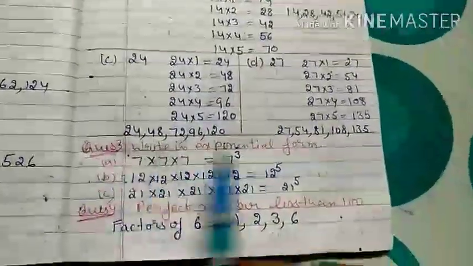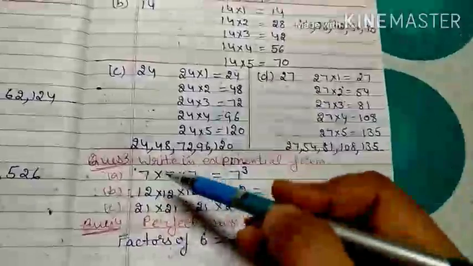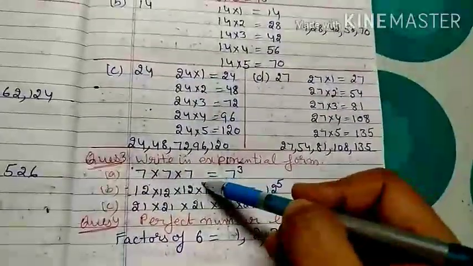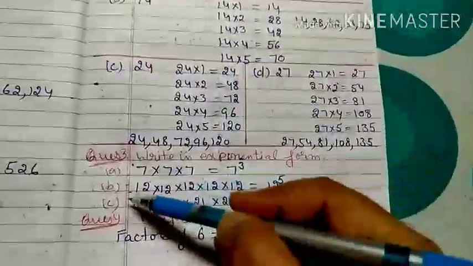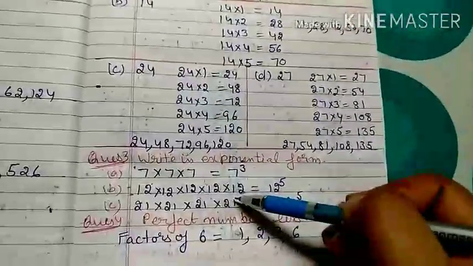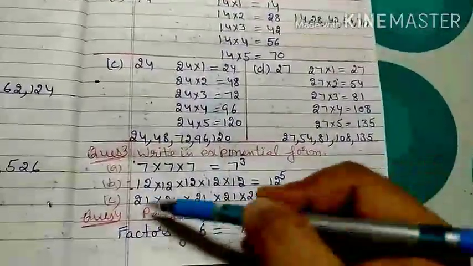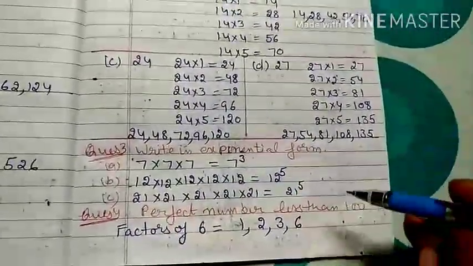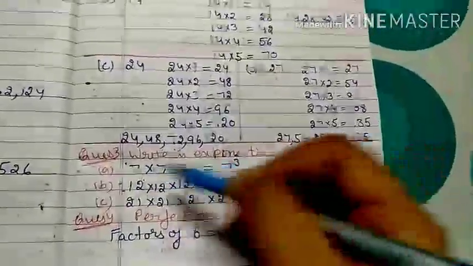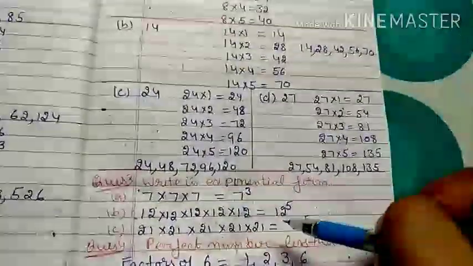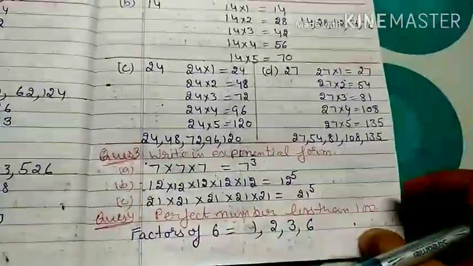And if the condition is to write in exponential form, it is 7 multiplied 3 times, 7 raised to power 3; 12 multiplied 5 times, 12 raised to power 5; and 21 multiplied 5 times, 21 raised to power 5. Instead of writing a particular number repeatedly, we write it in the short form, the exponent.